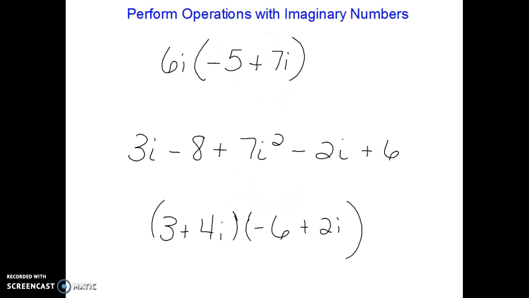Now when we look at the imaginary numbers, we do the same thing as we would a variable. I have 6i times the quantity negative 5 plus 7i. i is considered an imaginary number, it's not a variable. However, we still perform operations as though it was a variable. So I'm going to apply the distributive property.